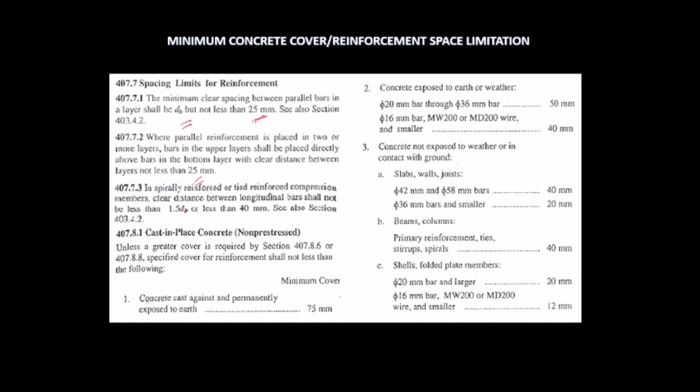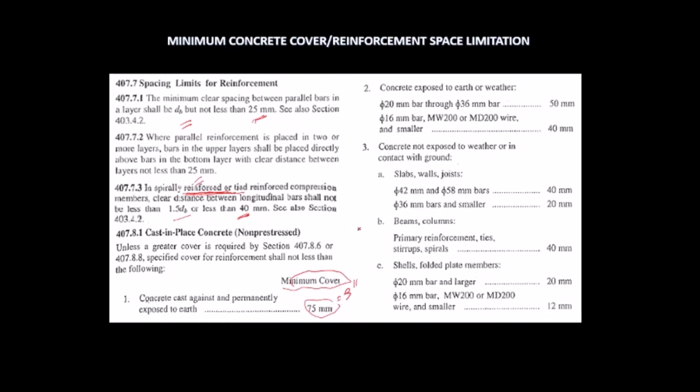Now, this is spirally reinforced or tied reinforced compression member. Ibig sabihin, column siya, yung post na. By the way, yung post, hindi natin kakabit ng post. Column siya. So, meron naman tayong 1.5 dB or less than 40 mm. That is the cover. Kasi place concrete and pre-stress. So, we have ito. Minimum concrete cover for concrete cast against and permanently exposed to earth. So, 75 mm or that is equal to 3 inches.